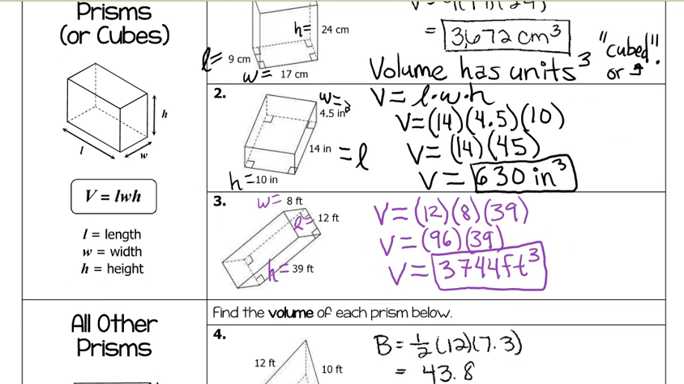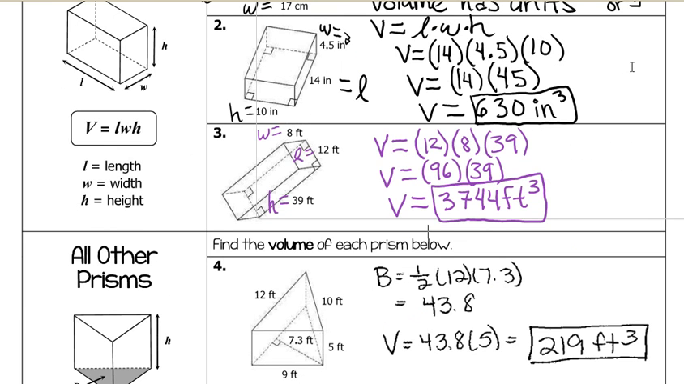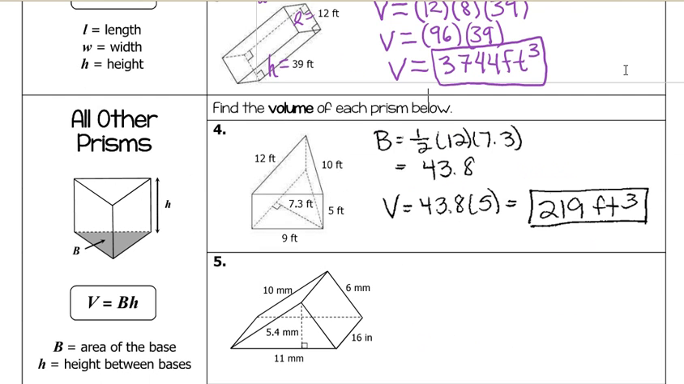Okay, now the next one, it's still a prism, but it's a triangular prism. So that's the formula. Volume equals area of the base, so that's what big B means, times the height. So area of the base times the height. So it's the height between the bases. Now these letterings could get really confusing, but I'm going to use capital H instead. So I'll write that down here in a little bit.